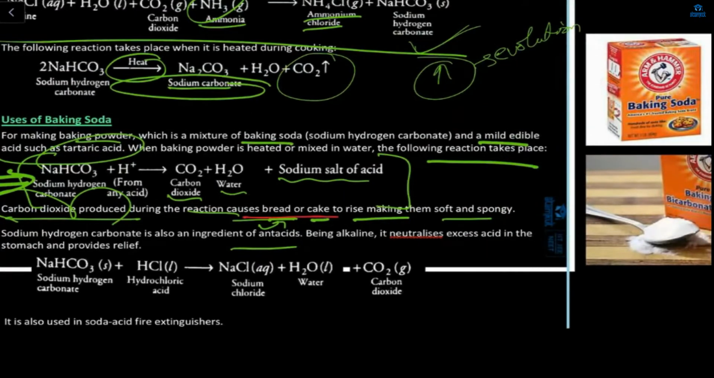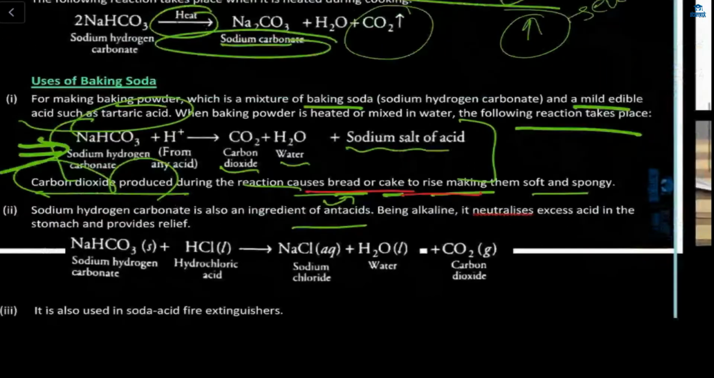It causes bread or cake to rise, making them soft and spongy. So you got this part. Now if anyone asks you how or why our bread rises, how it becomes spongy and soft, then you will tell them: if we mix the baking soda and the acid, we get CO2, and with the help of CO2 there are small holes, and those small holes help make our dish fluffy in nature. Got it, everybody? Rudra, you? Yes, ma'am.